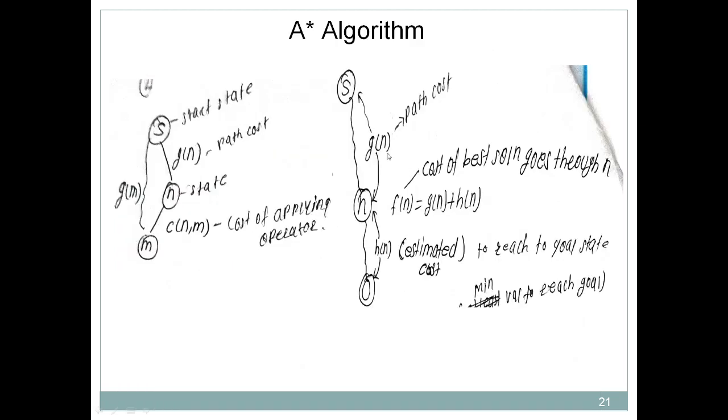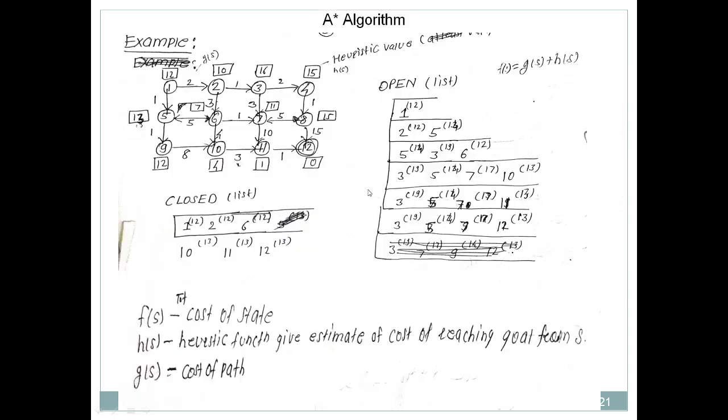In the previous case, it is the cost of the path to reach from the source to that intermediate node. In this case the intermediate node is 3, so it involves the cost to move from the source to that intermediate node. So 2 plus 1, 3, 3 is the value of g of n, and h of n is 16, so 16 plus 3 equals 19.